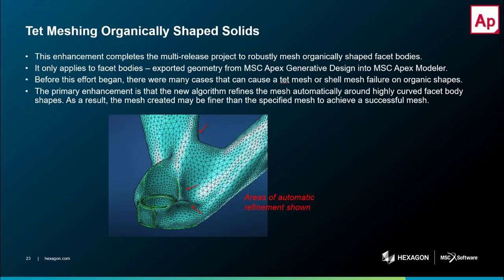Also associated with the generative design workflow is the ability to tetrahedral mesh organically shaped solids. Previously, when you had geometric surfaces that were very tight around fastener holes or small fillets, the mesh element quality was less than optimal, and now Apex has fixed that, allowing for the tetrahedral meshing algorithm to optimize the mesh for these small geometric areas, and the results are a much higher quality mesh.